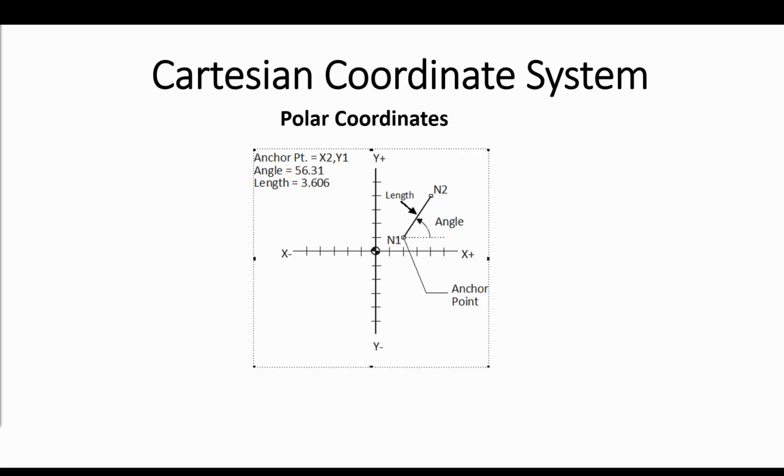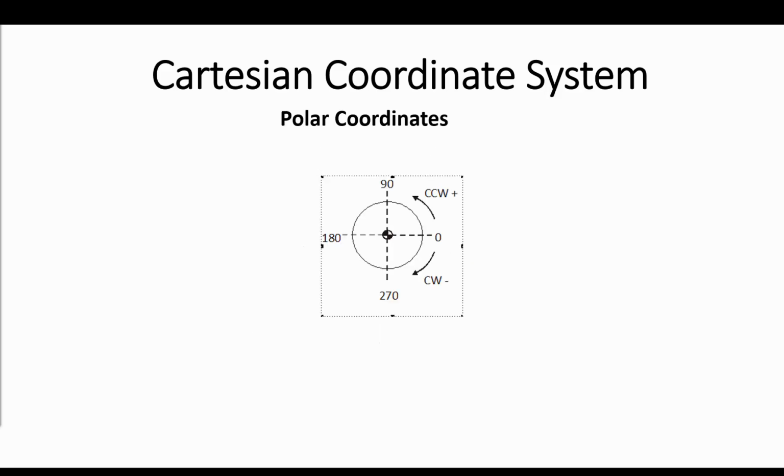Polar coordinates are always in reference to a position called the anchor point, a distance, and an angle. Starting at the position X2, Y2, this figure shows a move to N2 written in polar coordinates. Angles are measured in degrees from the 3 o'clock position as shown. Positive angles are measured in the counterclockwise direction, while negative values are measured in the clockwise direction as shown.